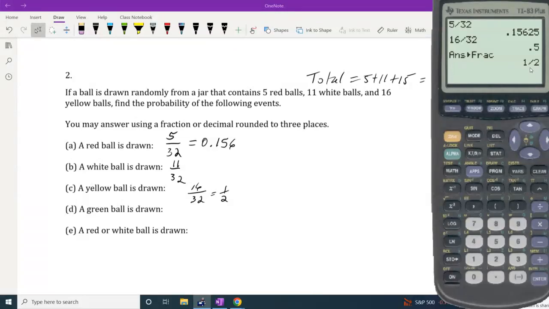Okay, what's the probability a green ball is drawn? 0. Our denominator will be 32, and there are 0 green balls, so 0 divided by 32 will give you 0.